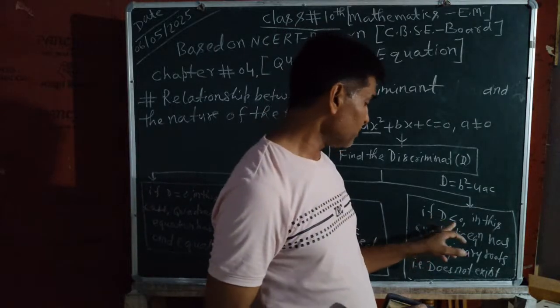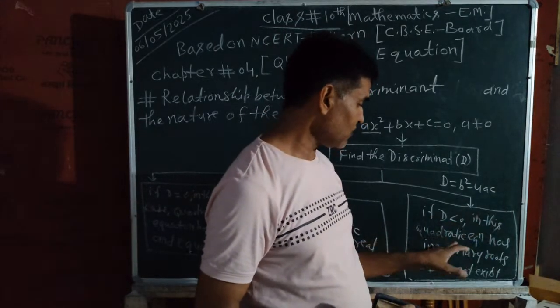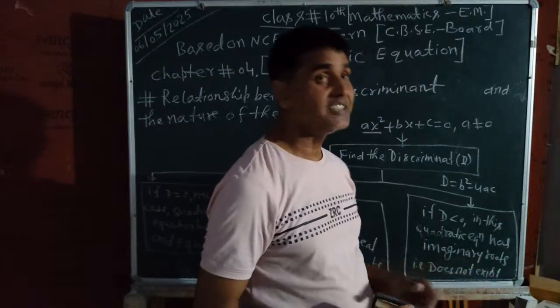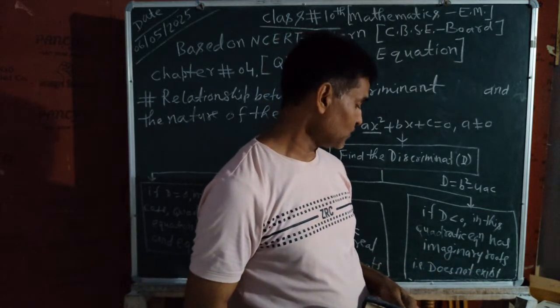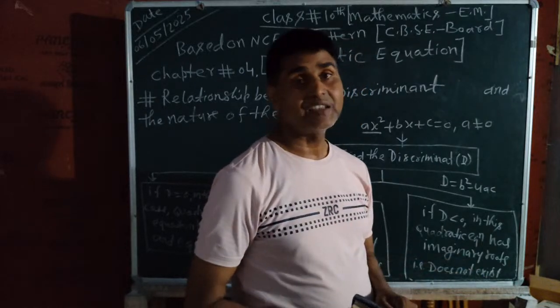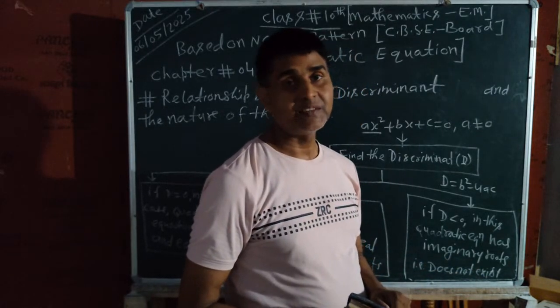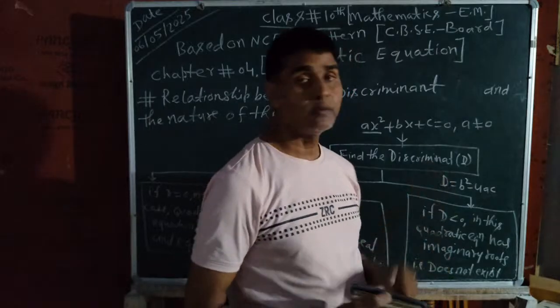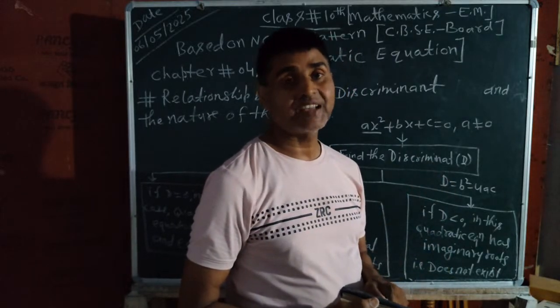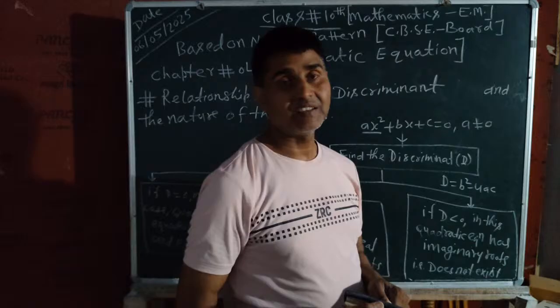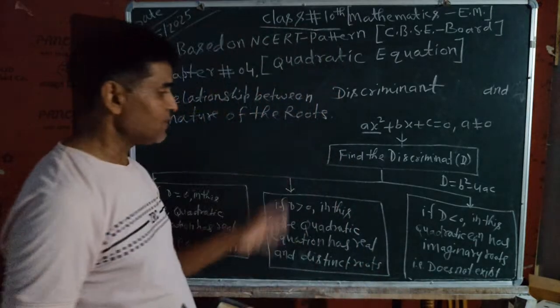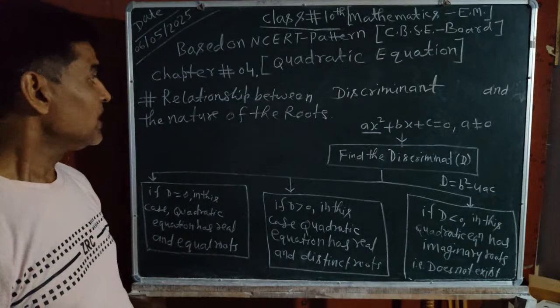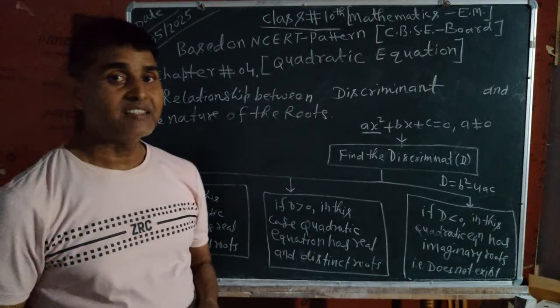And if the value of D is less than 0, in this case I will say that quadratic equation has imaginary roots. Imaginary root means that is the complex number. Okay student, in other words we can say that roots are not existing in the given quadratic equation. It means that both roots will not cut or intersect on the x-axis. Okay student, so I have explained in detail about the relationship between discriminant and the nature of the roots.